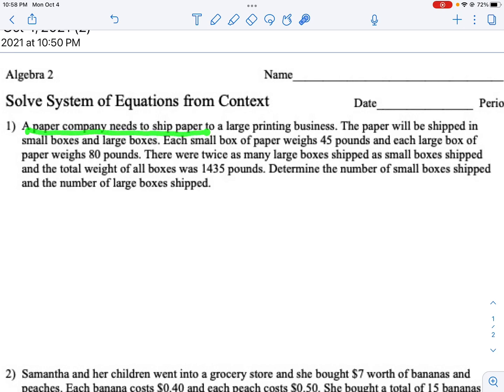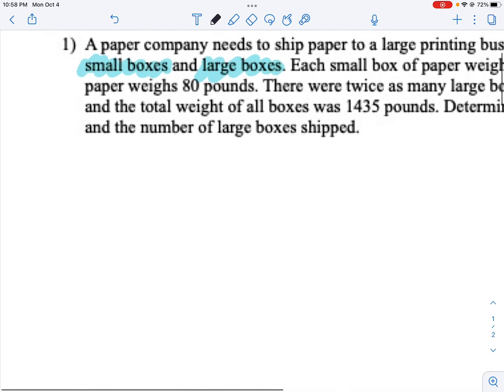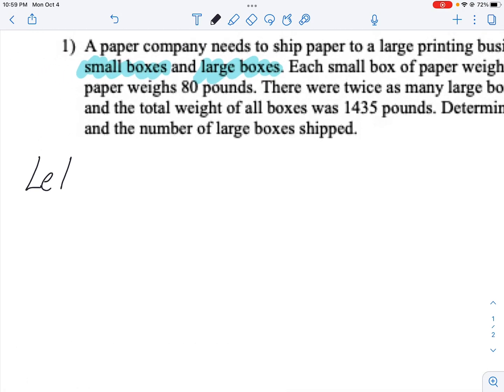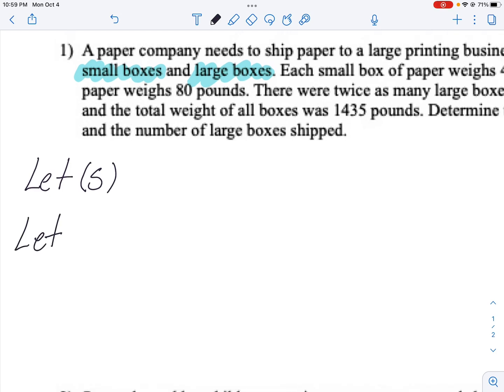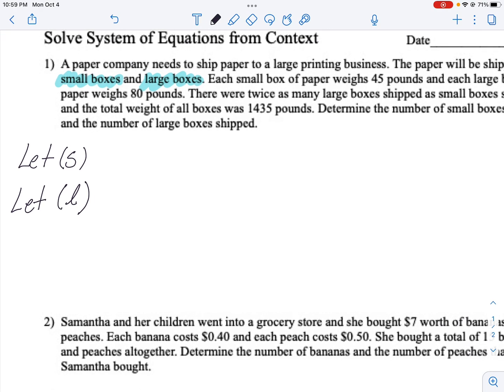It says a paper company needs to ship paper to large printing businesses, right? The paper will be shipped in small boxes and large boxes. So that's going to be our small boxes and large boxes, right? So I'm gonna let S and let L, right? I'm gonna make it like that so it's not confusing. So S for small, L for large, right?